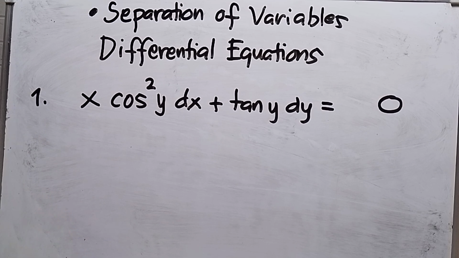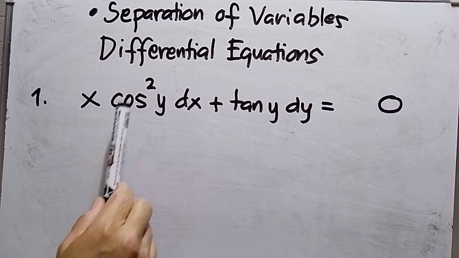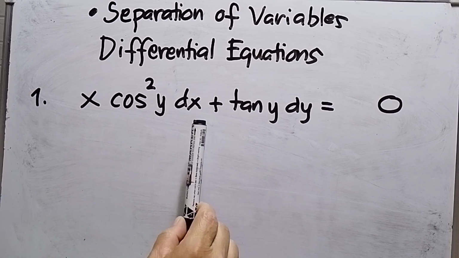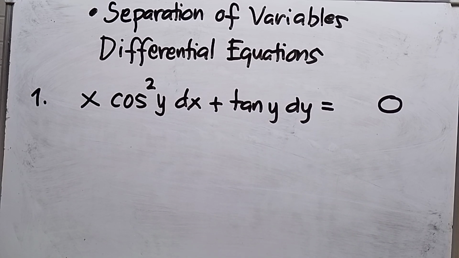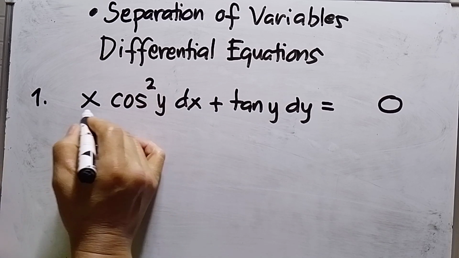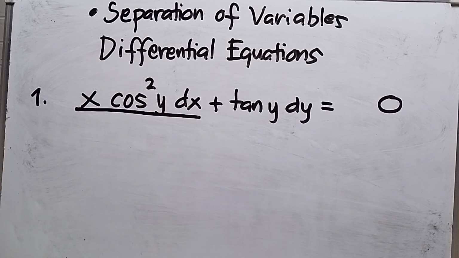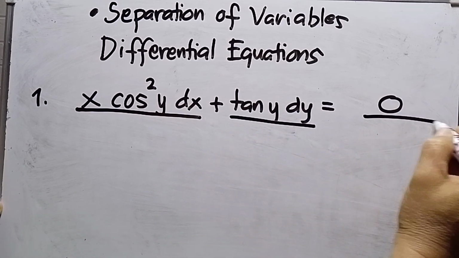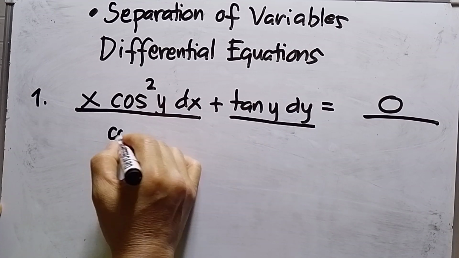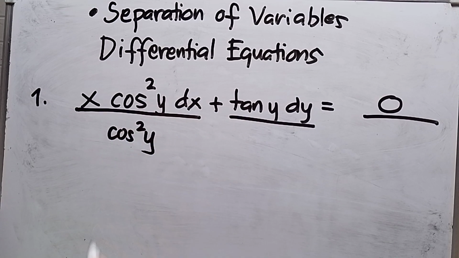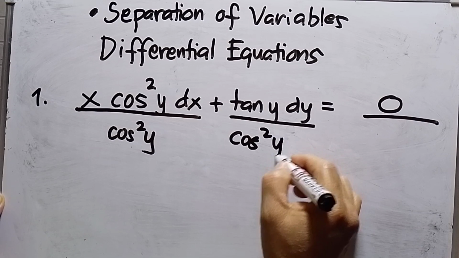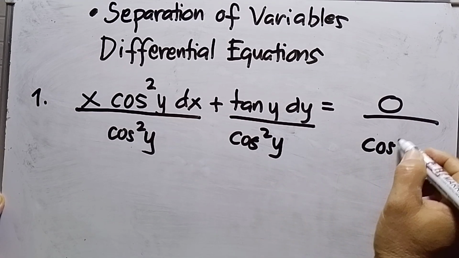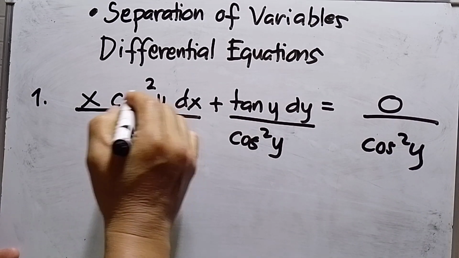So I have here number 1, x times cosine squared y dx plus tangent y dy is equal to 0. So I need to separate the variables. For this function, I need to divide this one by cosine squared y, and this one also by cosine squared y, and the last one will be cosine squared y. So this will be crossed out.